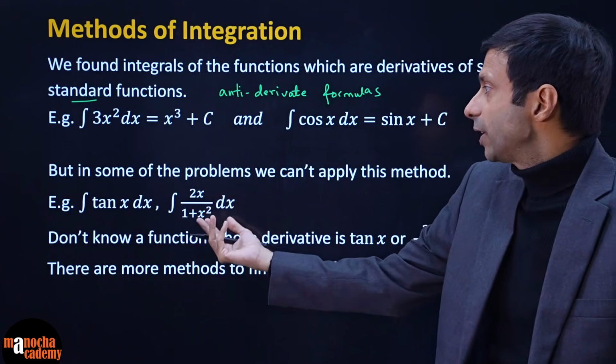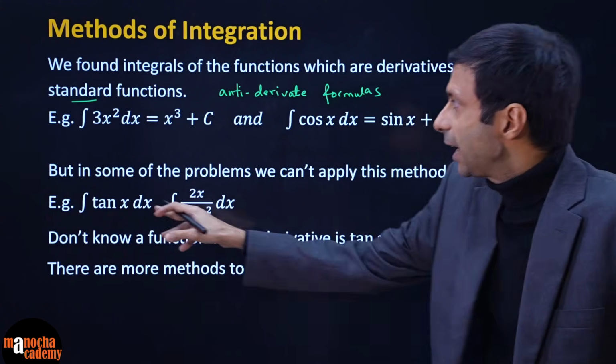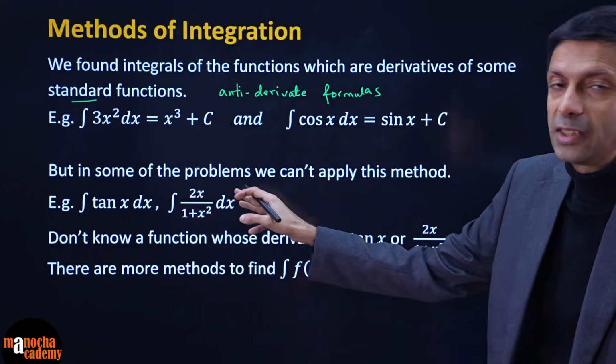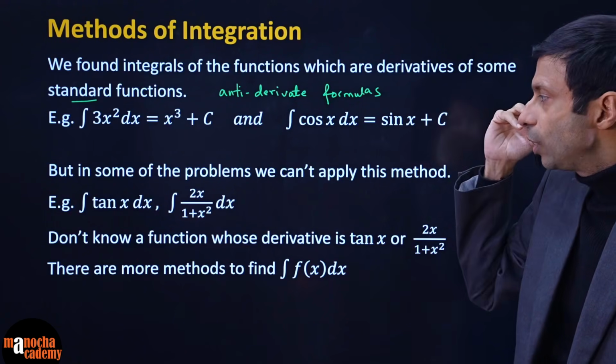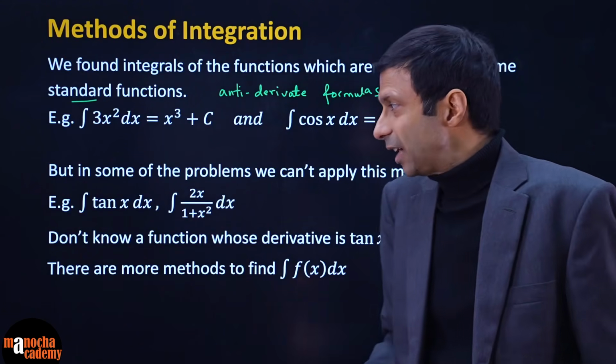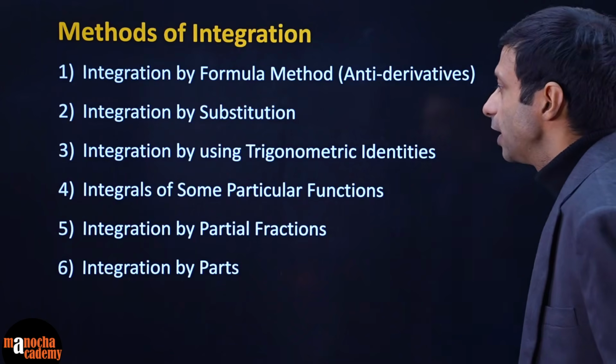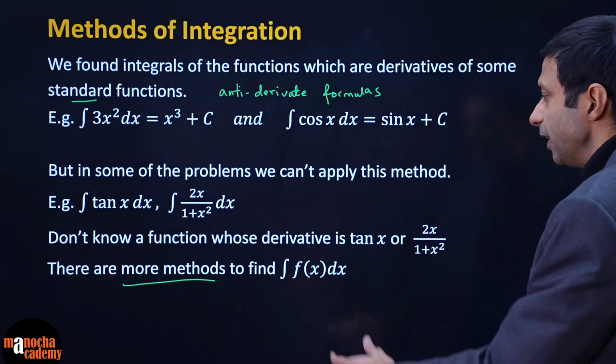Or if you get 2x by 1 plus x square, then you don't know a function whose derivative is tan x or whose derivative is this. We don't know from the derivative list. So then how do we do these integrations? That is why there are some more methods of finding integration.